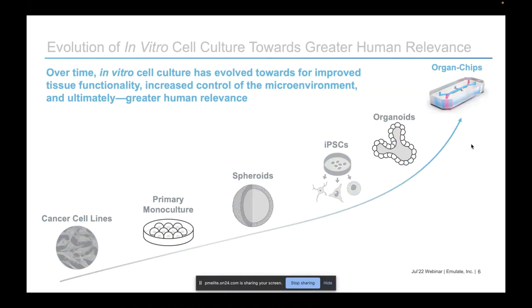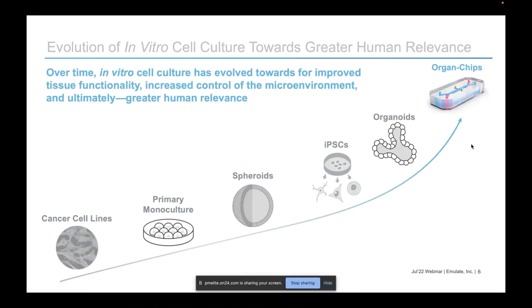So let's talk about the evolution of in vitro cell culture. As I mentioned, it's one of the two pillars that people use in terms of looking at targets and drugging targets, that and animal studies. But in vitro cell culture has had a long heritage of improving its complexity, improving its relevance over the last few decades.